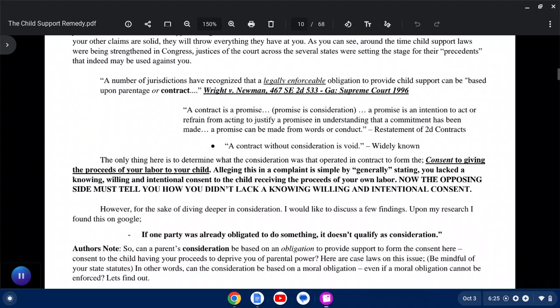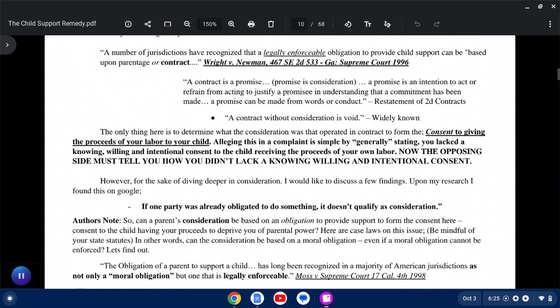A number of jurisdictions have recognized that a legally enforceable obligation to provide child support can be based upon parentage or contract. Wow. Now that is very, very interesting. A contract is a promise. A promise is a consideration. He's right. She or he is right. They are right.